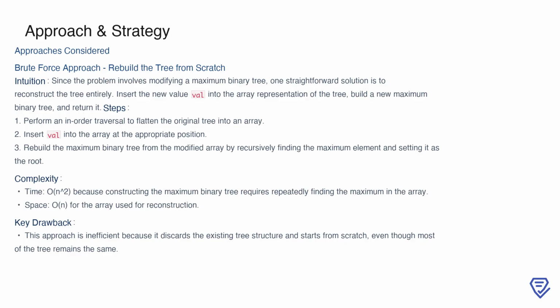However, this comes with a significant computational cost. The time complexity is O(n squared), because finding the maximum value during reconstruction is repeated for each level of recursion. Additionally, the space complexity is O(n) due to the extra array. The main drawback of this approach is that it disregards the existing tree structure entirely, even though most of it remains unchanged, making it inefficient for larger inputs.